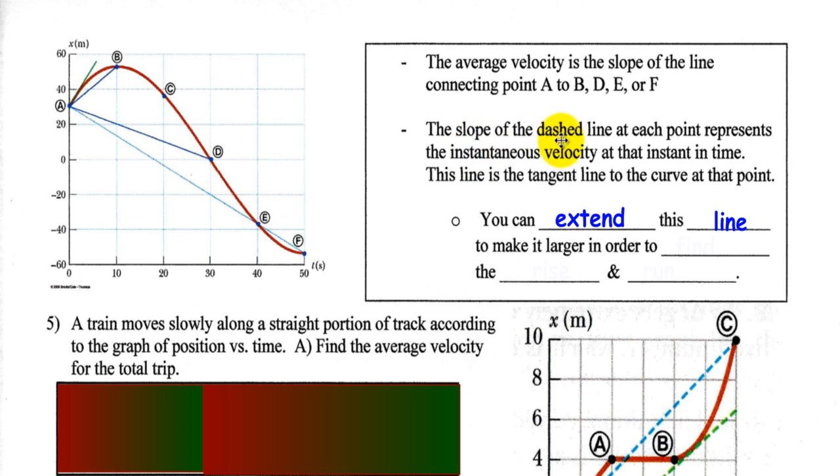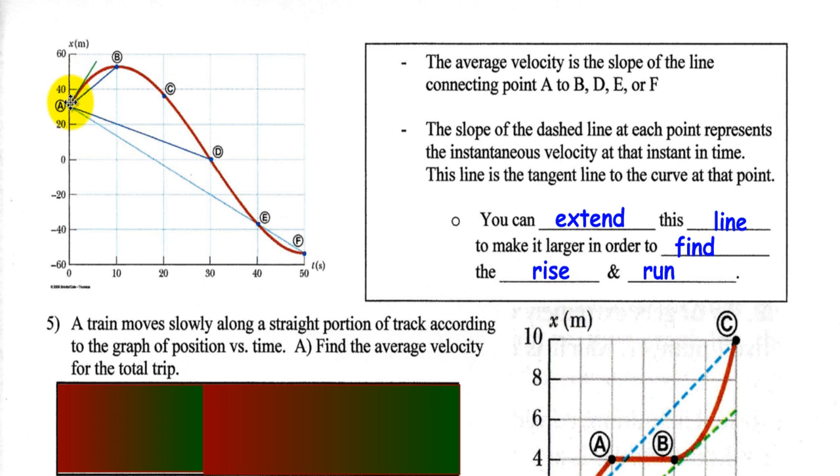It says the slope of the dashed line at each point represents the instantaneous velocity, right? That's the tangent line. That's what we did in the lab. If you had to find that from a graph, it says you could extend the line to make it larger in order to find the rise and the run.